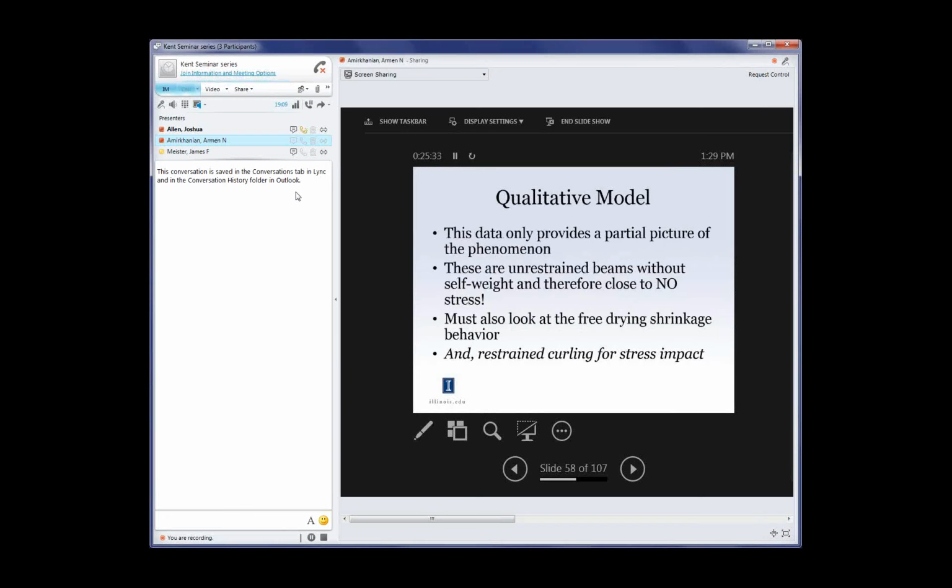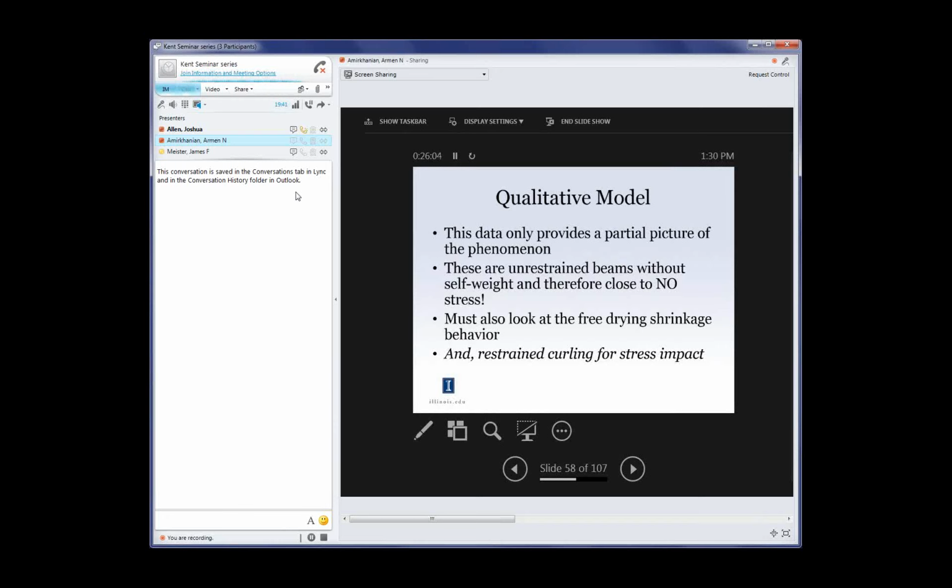So this data only provides a partial picture of what's going on here. Again, these are not restrained. There's no stress being developed in these beams. There's no creep, which is an important factor in slabs because the self-weight from the slab causes creep, and restraint in the dowel bars or reinforcement that may be in there also causes a reduction sometimes or increase in stress depending on at what age you're looking at.